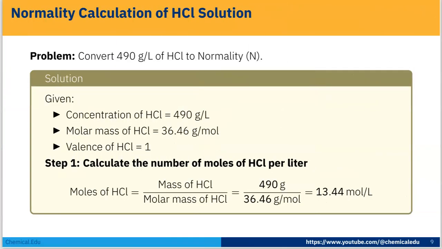So next problem, I will do the normality calculation of HCl solution. So here the problem statement is: convert 490 gram per liter of HCl to normality. You have to convert to normality N.